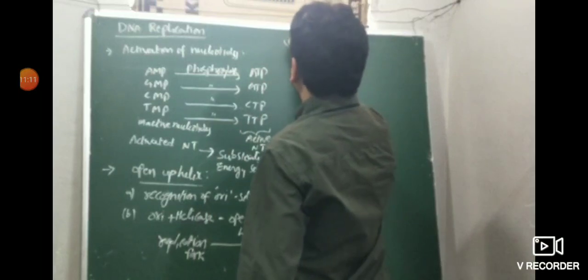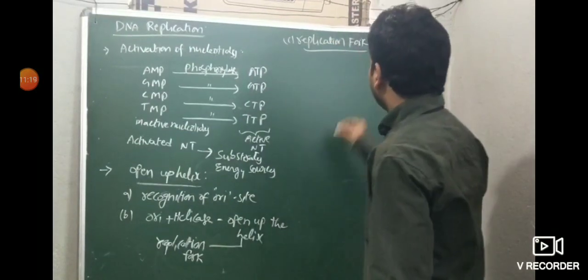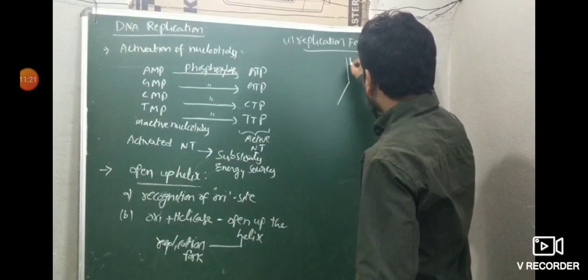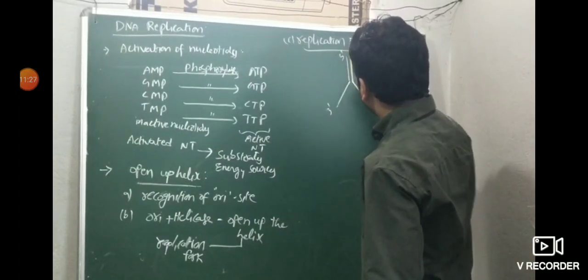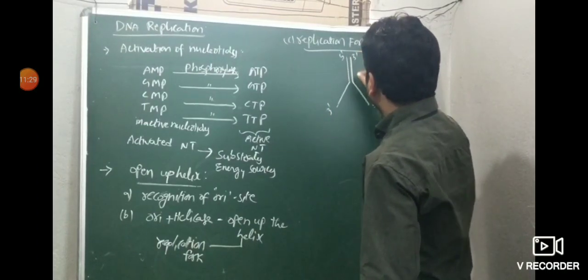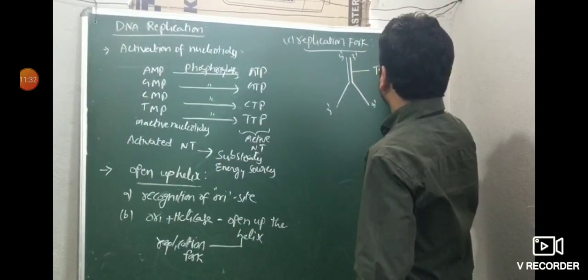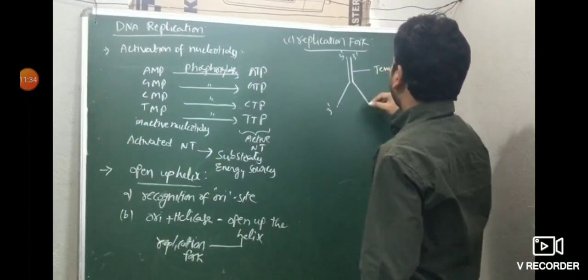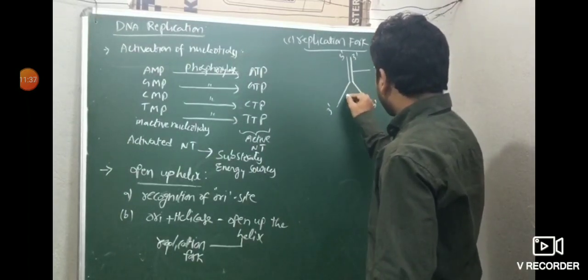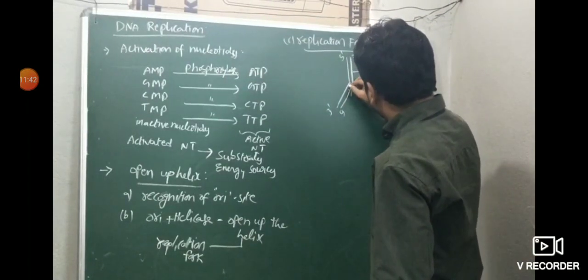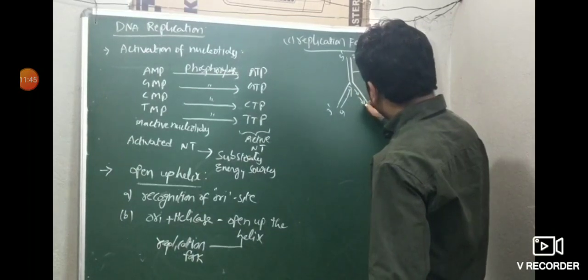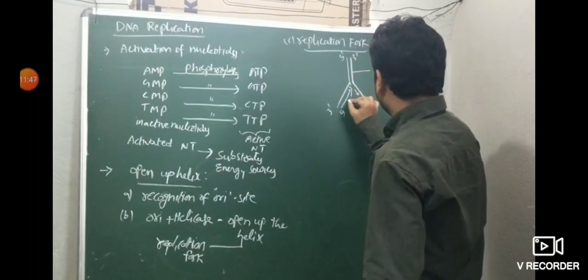I'll draw it here. This is a replication fork. See here, replication fork. One strand is 3 prime to 5 prime. Another one is 5 prime to 3 prime. These two strands are templates, the parental strands. Here strands are going to be synthesized, 5 prime to 3 prime. These are the complementary strands.